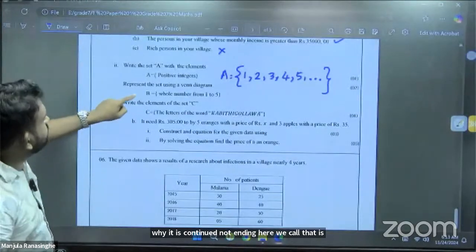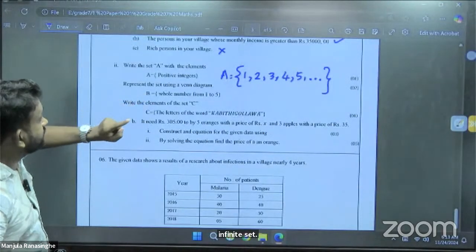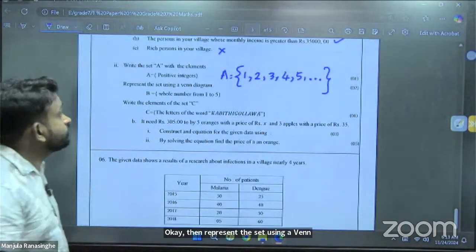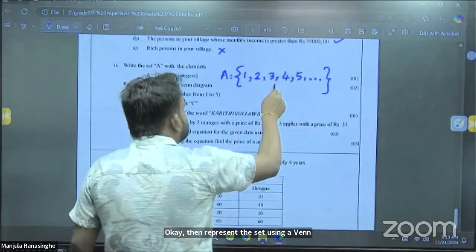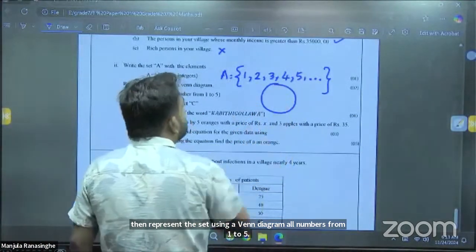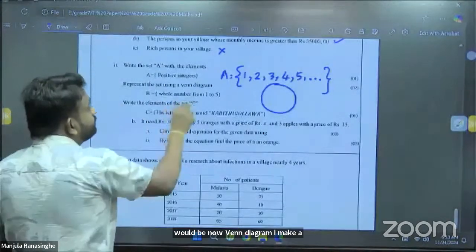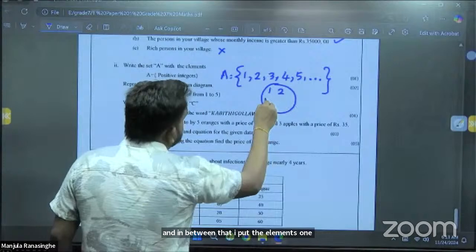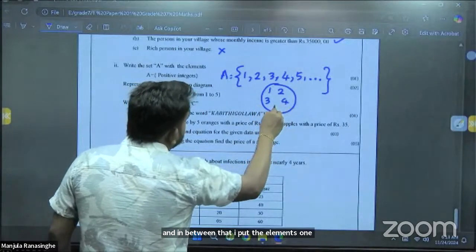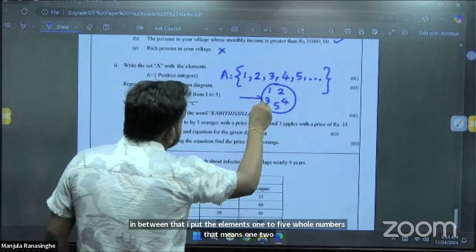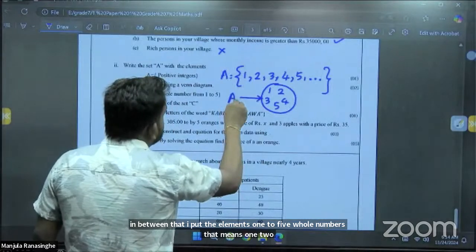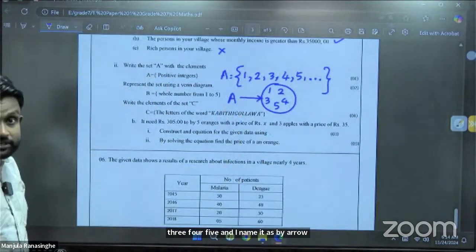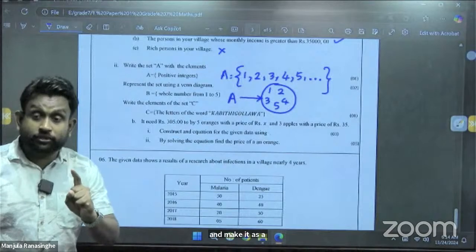Then represent the set using a Venn diagram. All numbers from 1 to 5. With the Venn diagram, I make a circle and in between I put the elements 1 to 5 whole numbers, that means 1, 2, 3, 4, 5, and I name it by arrow as A. See there how to name it. So how to label it.